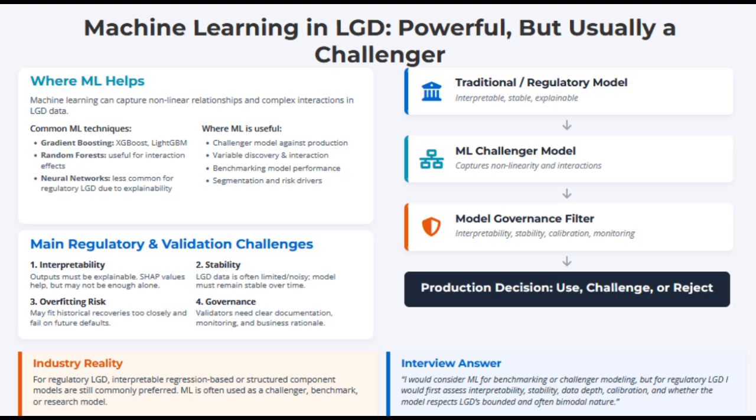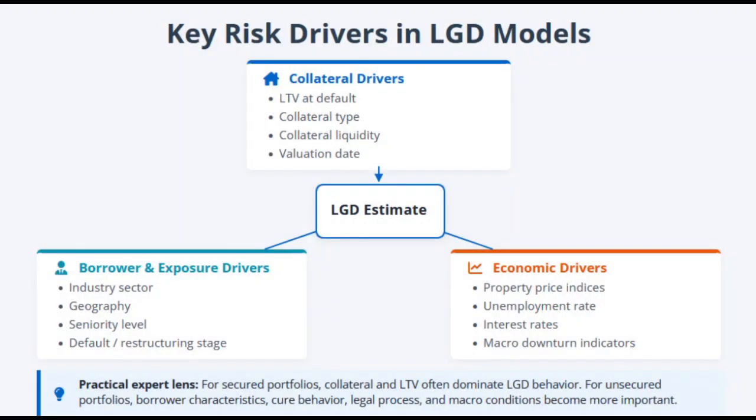Regulatory challenges are also involved, like interpretability, because one must explain the model outputs, and here the SHAP metric can help. Overfitting is another: the model may fit historical recoveries too closely and fail on future defaults. From a governance perspective, validators need clear documentation, monitoring, and business rationale. So ML models are used for benchmarking and research, but primarily regulatory models remain interpretable and use regression-based approaches.